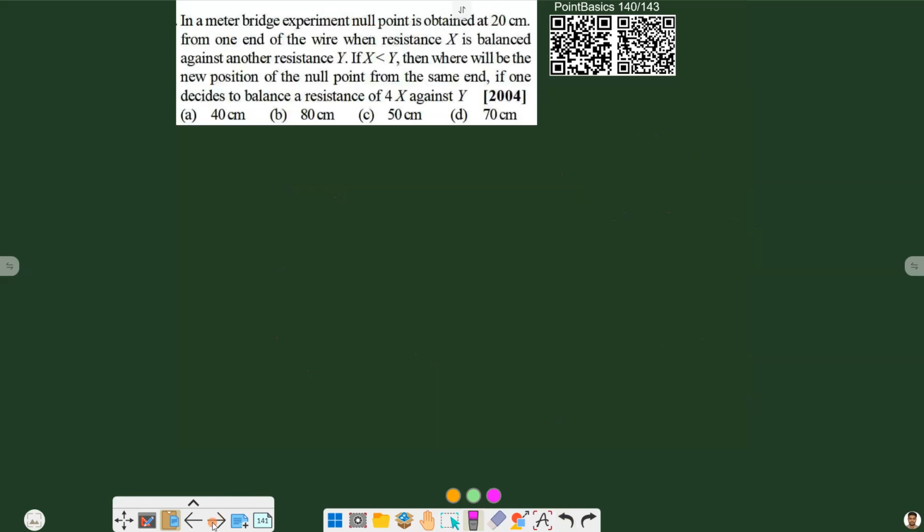Next question. In a meter bridge experiment, the null point is obtained at 20 centimeter from one end of the wire when the resistance X is balanced against another resistance Y. If X is less than Y, where will be the new position of the null point from the same end if they decide to balance resistance 4X against Y?